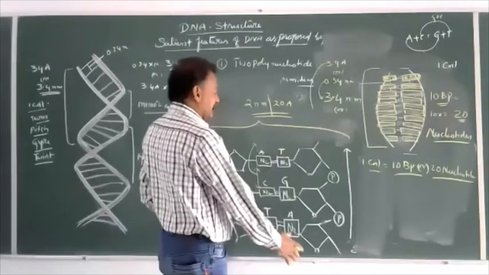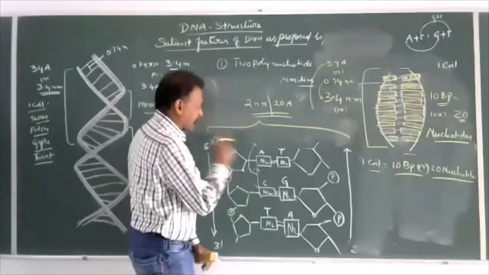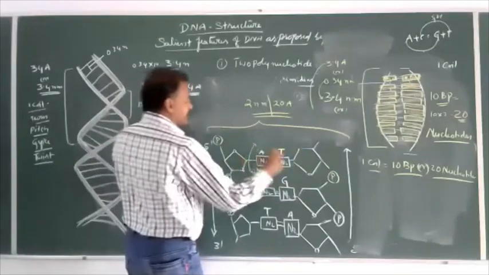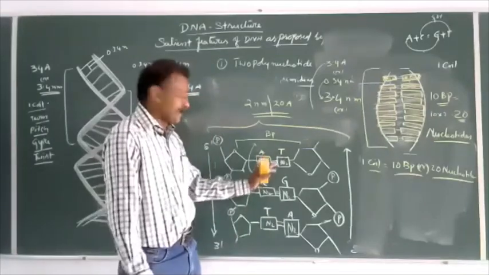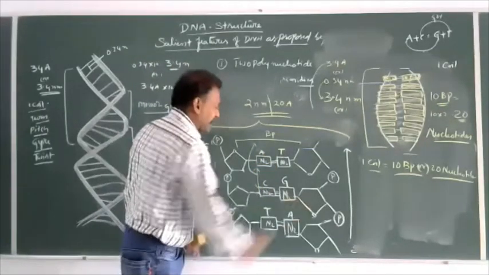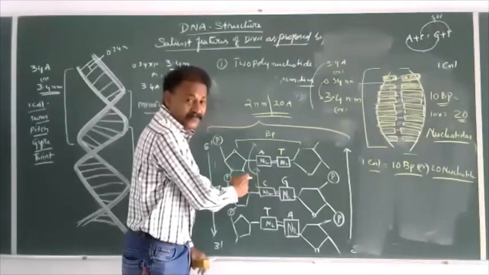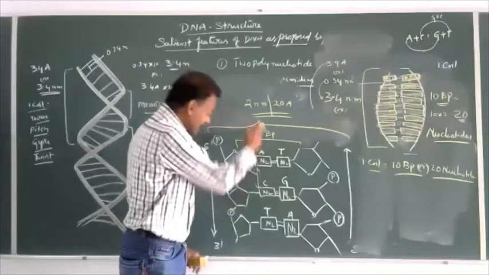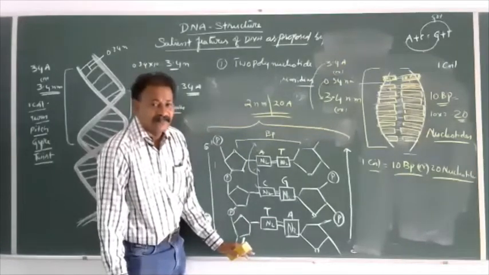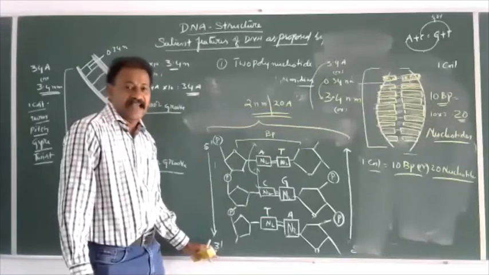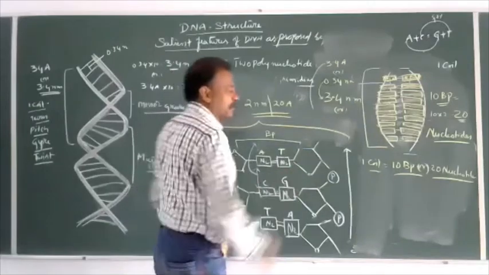And in the DNA, this is one nucleotide, another nucleotide, and these two are called a base pair, BP. Another base pair, and the distance between two base pairs is 3.4 angstroms or 0.34 nanometers. Like that, there are 10 base pairs. In each strand, 10 nucleotides, meaning 10 base pairs, 20 nucleotides.